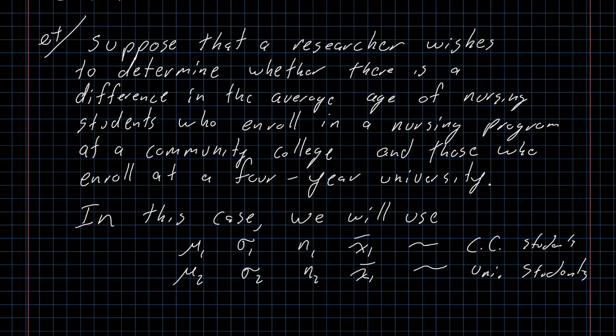So in this case, we're going to use notation with subscripts. Mu1, sigma1, n1, x bar 1 are all data about the nursing students at the community college. Mu2, sigma2, n2, x bar 2 are all data about the nursing students at the university, at the four-year college.